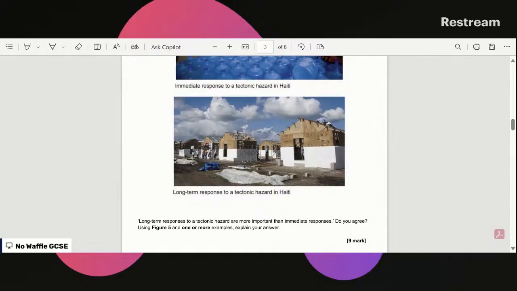Okay, so now let's look at some ideas that we can possibly discuss. So we're looking at responses. Notice that as well, not primary effects, not secondary effects. So a lot of you learned about Japan, which is interesting as well.